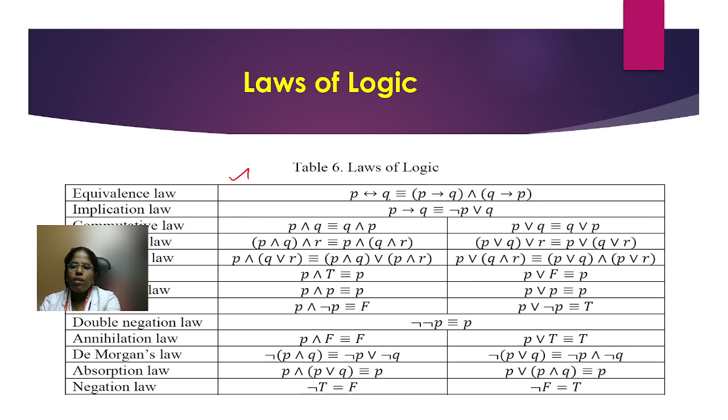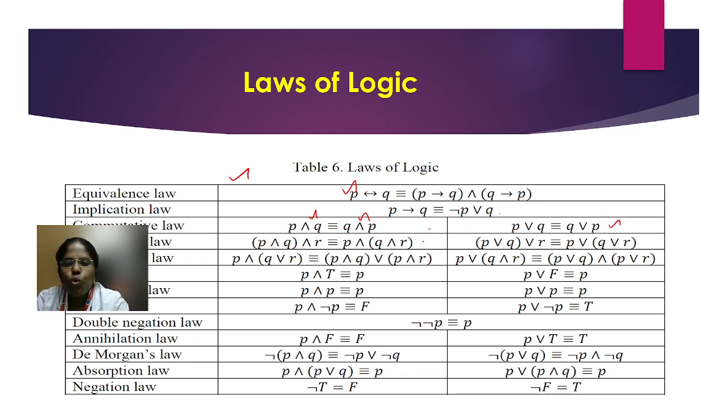The first law is called the equivalence law: P if and only if Q is equivalent to P implies Q and Q implies P, both sides true. Then the implication law: P implies Q is equivalent to not P or Q. Commutative law: you shift the place, so P and Q is equivalent to Q and P. All the laws can be written for AND and also for OR; by changing AND to OR you will have the other commutative law.